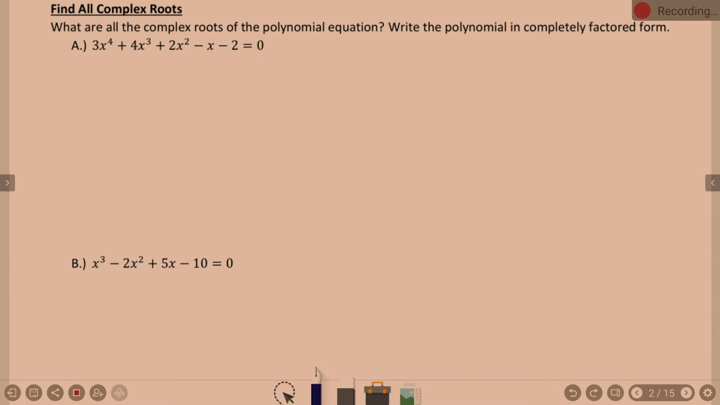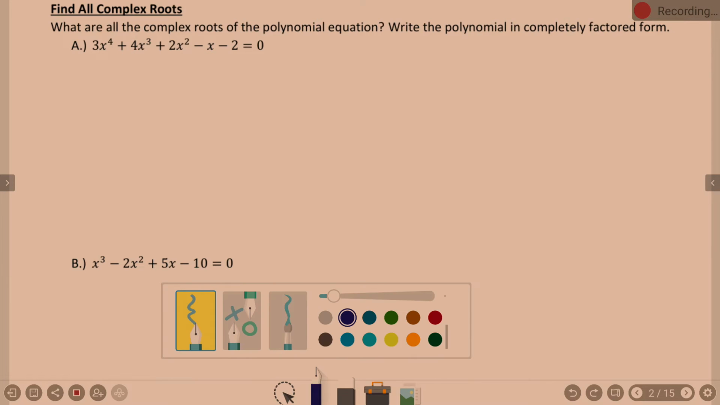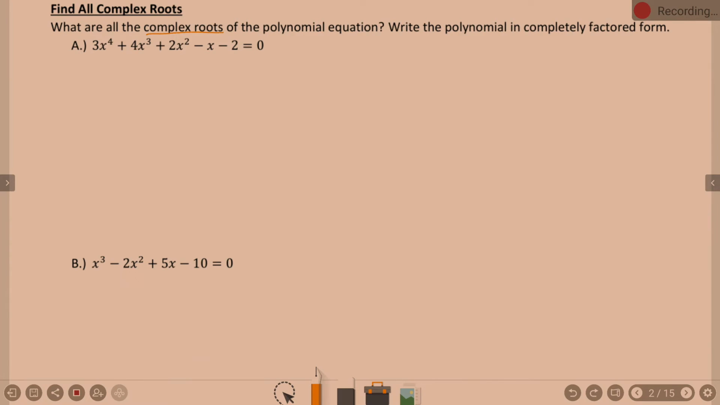In the bottom section, we're being asked, what are all the complex roots of the polynomial equation? Write the polynomial in completely factored form. So we have two pieces. We need to find all complex roots, and then we have to write our answer in factored form.